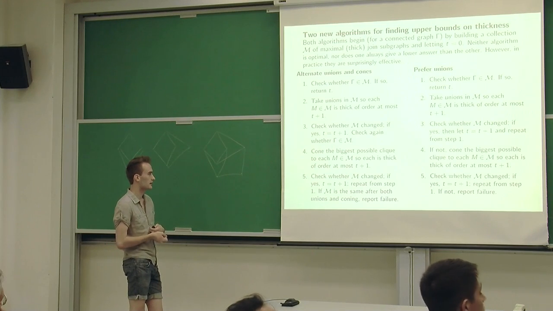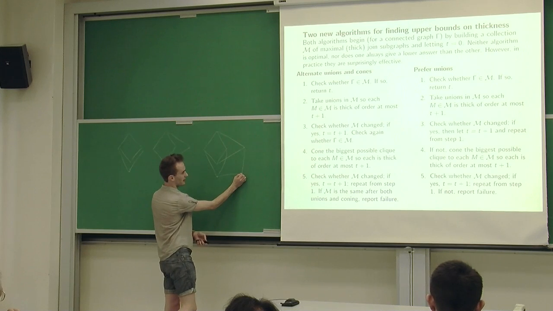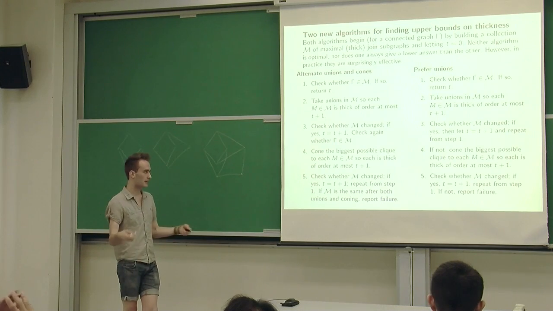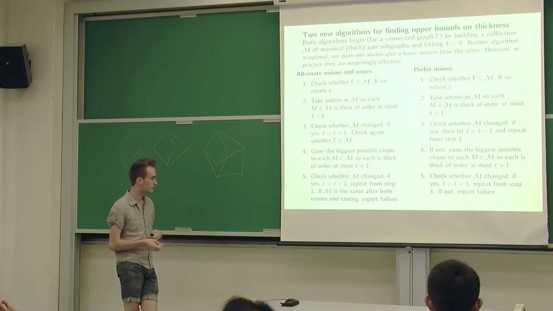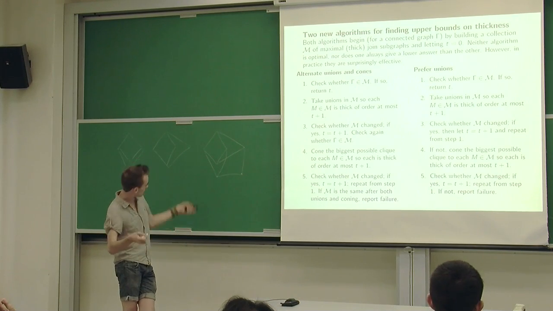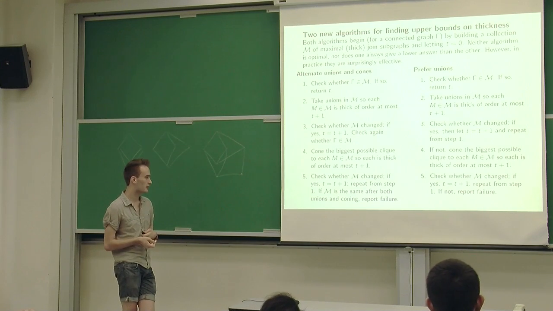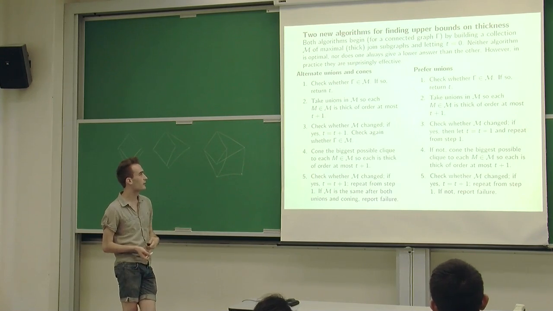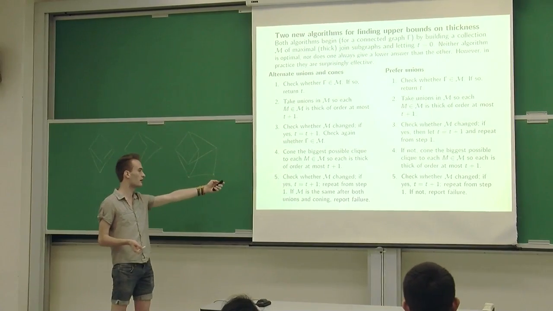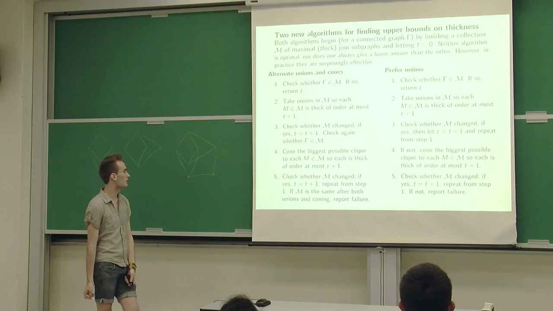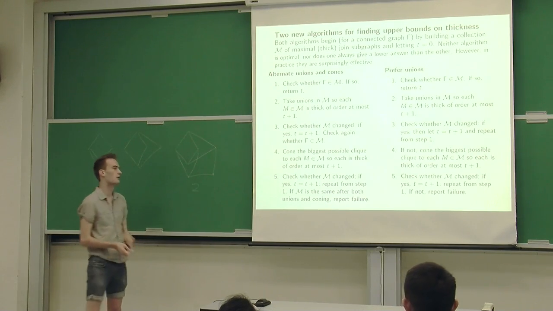So here you would then cone in the biggest possible clique, which is actually just this vertex, to each n in M, so that each n in M is thick of order at most, again, T plus 1. And you check whether M changed. Again, it did. So then T goes up by 1, and you repeat from step 1, where here we would check whether gamma is in M, and in fact it is. So this first algorithm tells us that our upper bound is 2 for this graph.